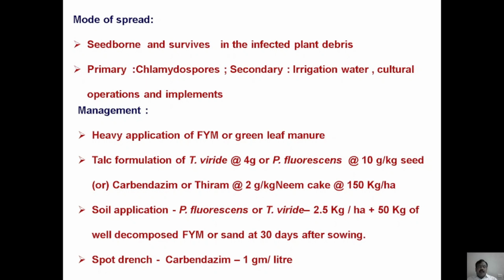In the grown up plant in the field, as a chemical method, you can go for spot drenching with carbendazim mixed at the rate of 1 gram per liter of water.